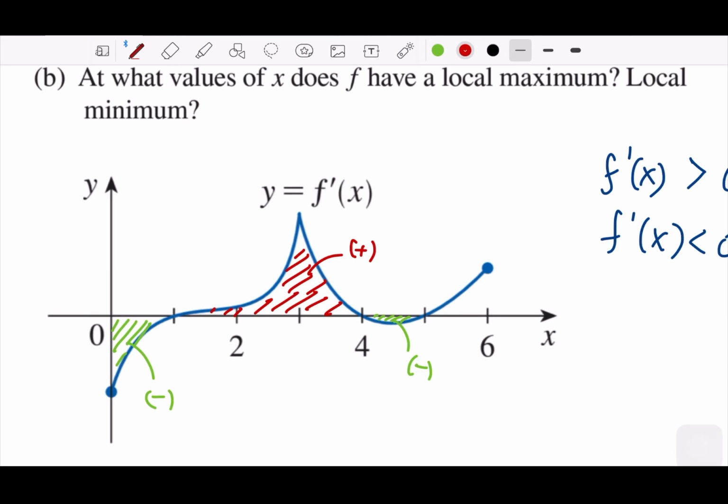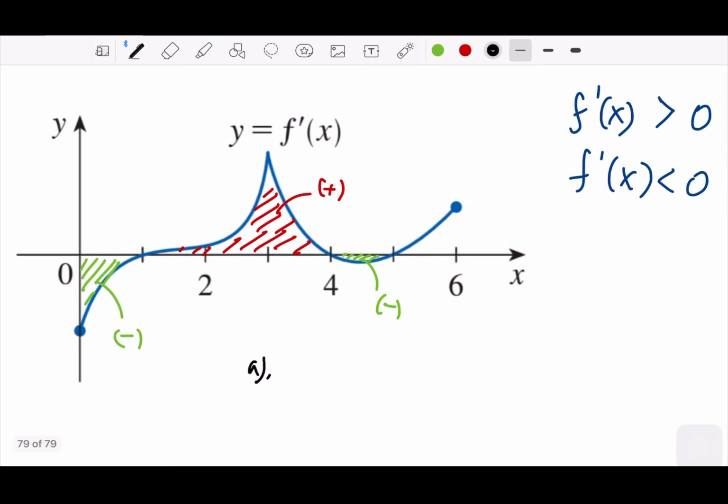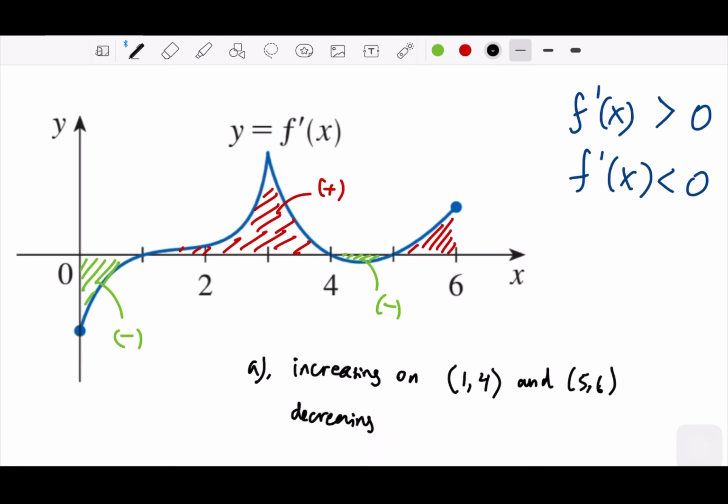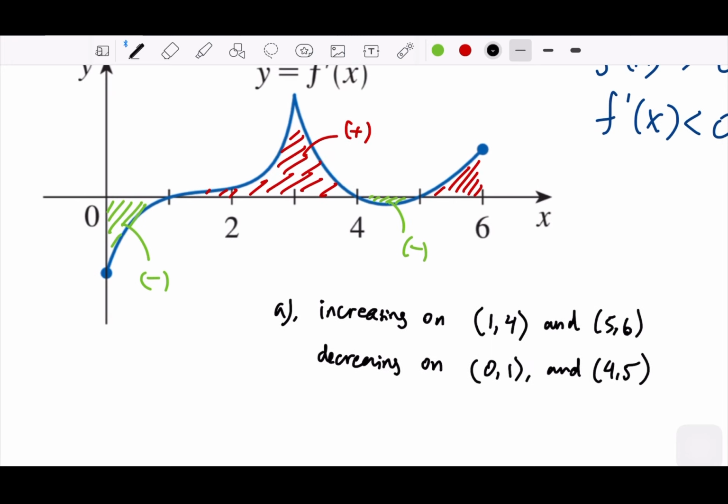So we can write for number A, the interval of increasing on 1, 4, and also 5, 6. This is also increasing. Forgot to mention. And decreasing on 0, 1, and 4, 5.